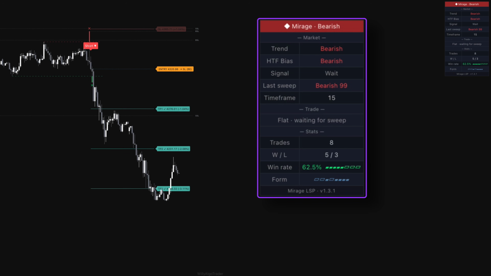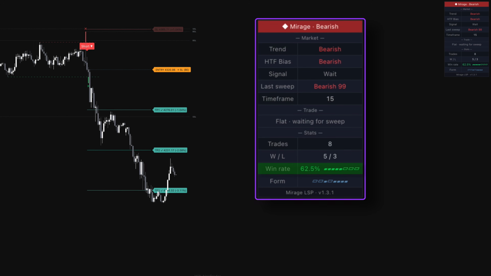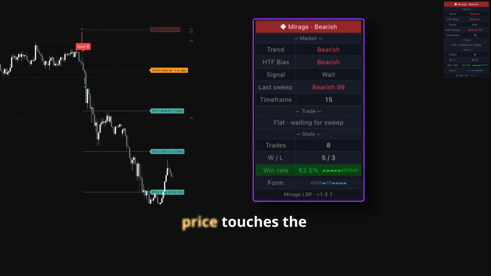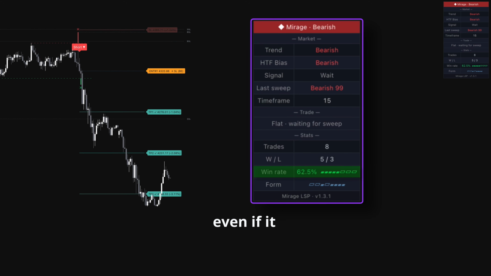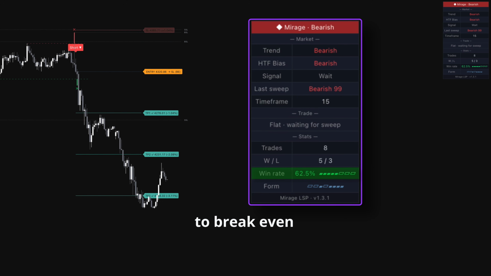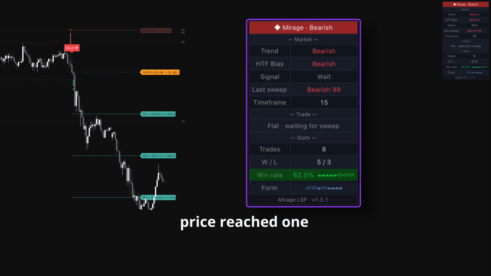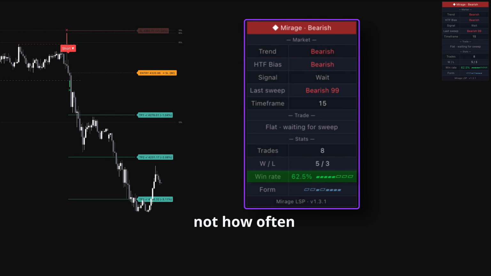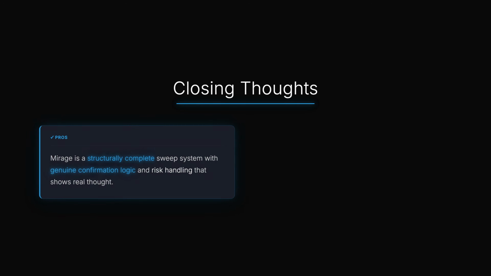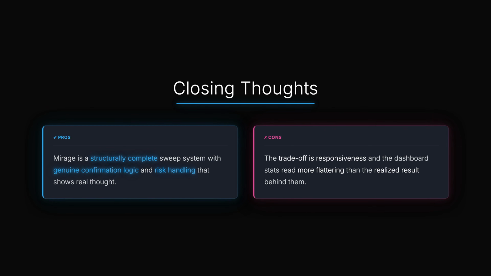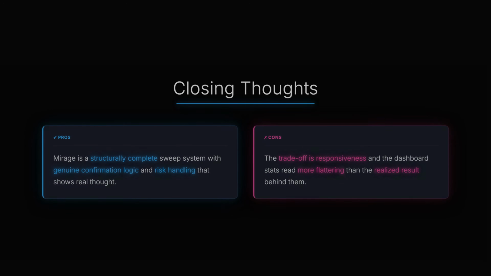The main thing to understand is the win rate on the dashboard. A trade is logged as a win the moment price touches the first target, even if it later trails back to break even, so that number measures how often price reached 1 times risk, not how often the trade actually paid. Mirage is a structurally complete sweep system with genuine confirmation logic and risk handling that shows real thought. The trade-off is responsiveness, and the dashboard stats read more flattering than the realized result behind them.